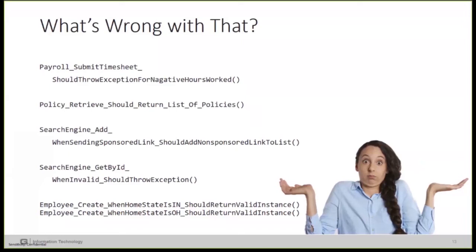All right, so we've got two here. Employee create, when home state is IN, should return valid instance. Employee create, when home state is Ohio, should return valid instance. Are you testing for Ohio, or is it for Indiana? Right, you tested for Indiana. Is it likely that passing Ohio is going to make it return a different instance in some way? No. And besides, if you accept 50 states, are you going to have 50 of these? So don't do that. Yeah, copy paste right there. Exactly. Oh, I got 300 tests. It must be good. No, it's not good.